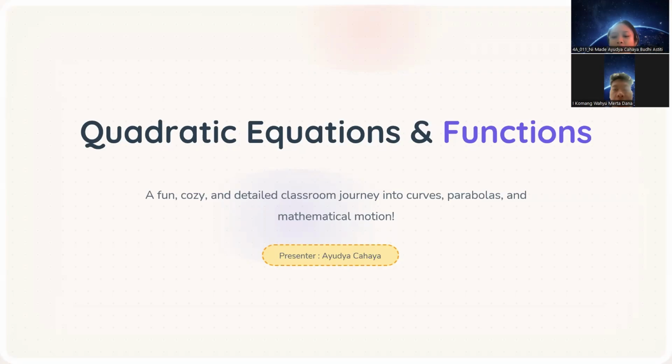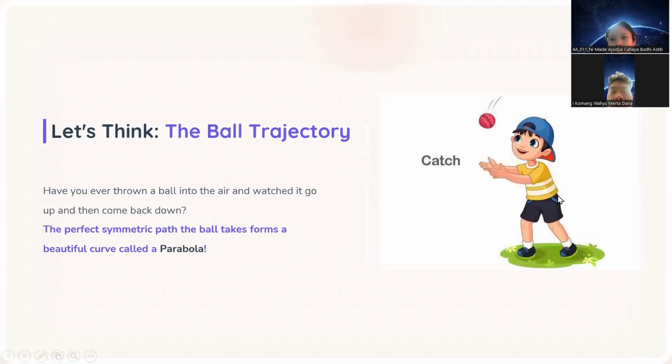Have you ever thrown a ball into the air and watched it go up and then come back down, Wahyu? Yes, Miss. Great. The path of the ball forms a curve called a parabola, which is closely related to quadratic function. Today we will learn what quadratic equations are, what quadratic functions are, how to solve them, and how they are used in real life.